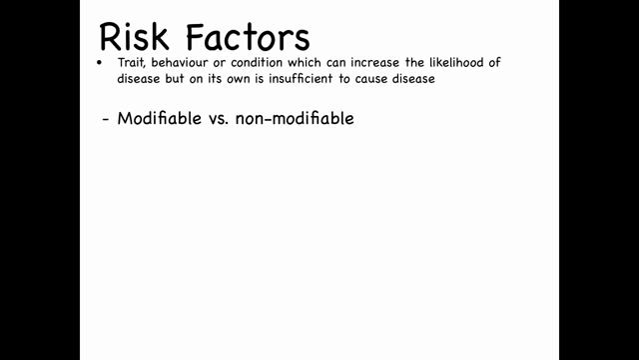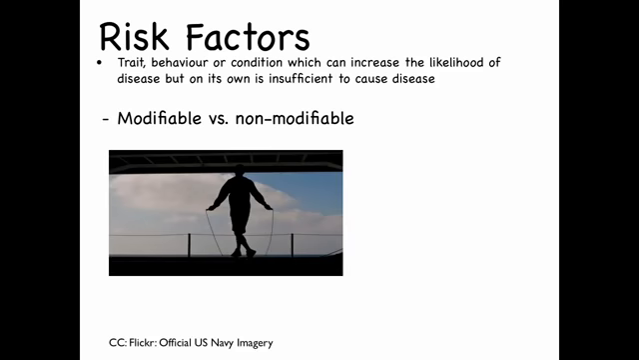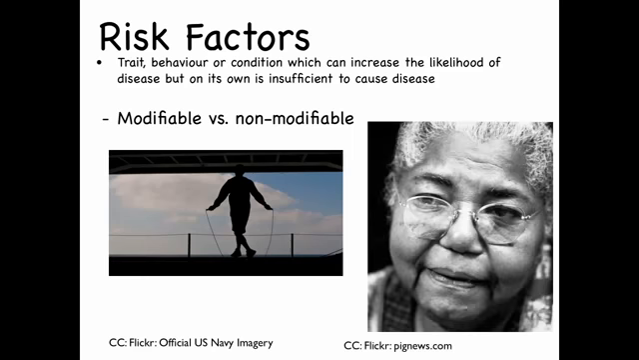We can categorize risk factors into modifiable and non-modifiable. So for example, classic example of modifiable is something like exercise. These are things we can change. Our diet, exercise, whether we smoke or not. And there's risk factors that we can't change, like our age, our genetic history, our background, etc.